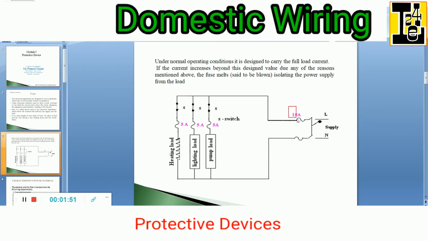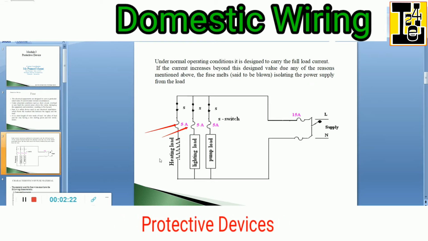You can observe this main fuse is designed for 15 ampere capacity. Beyond this value, if the current increases or rises, the fuse will melt and protect the circuit. It isolates the supply and the load. In the same way, these are also fuses which will protect the respective circuits when the current rises beyond the designed value.